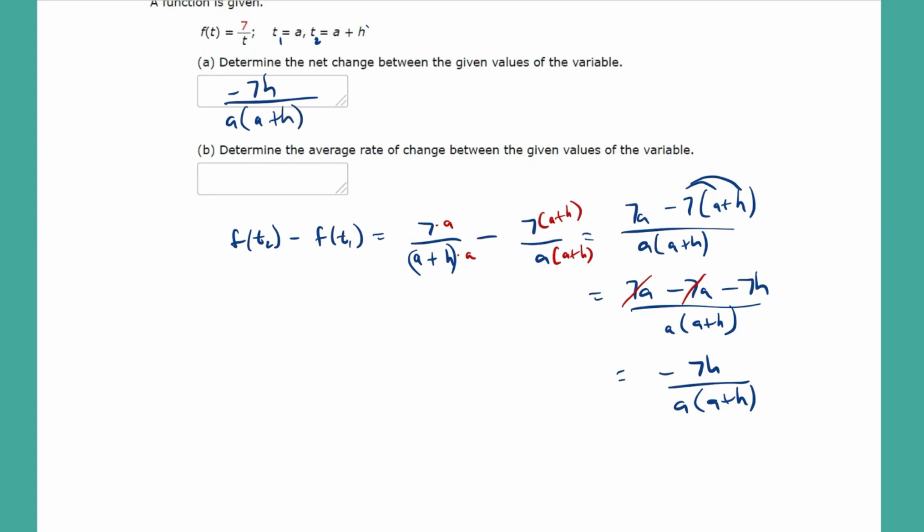And remember, for the average rate of change, we're just going to divide by the difference in the t's, which is going to be a plus h minus a. And as you can see, the a's will cancel. So it's going to be the same thing, but divided by h. So when you divide by h, that's nice because all you have to do is just cancel out the two h's. h and h cancel. So your final answer will be negative 7 over a plus h. And that concludes this section.